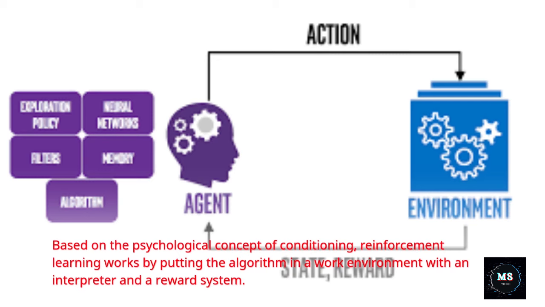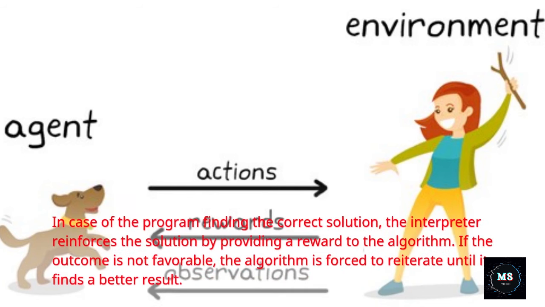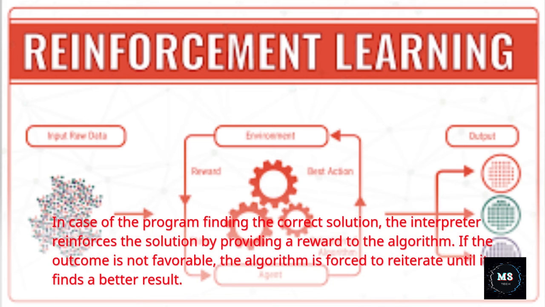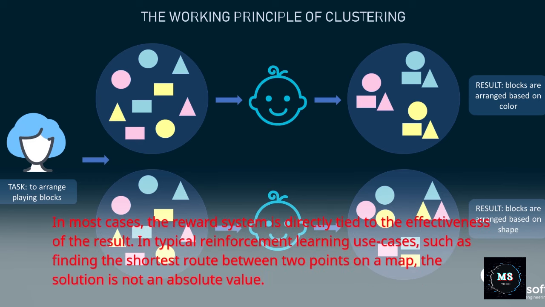Based on the psychological concept of conditioning, reinforcement learning works by putting the algorithm in a work environment with an interpreter and a reward system. In every iteration of the algorithm, the output result is given to the interpreter, which decides whether the outcome is favorable or not. In case of the program finding the correct solution, the interpreter reinforces the solution by providing a reward to the algorithm. If the outcome is not favorable, the algorithm is forced to reiterate until it finds a better result. In most cases, the reward system is directly tied to the effectiveness of the result.